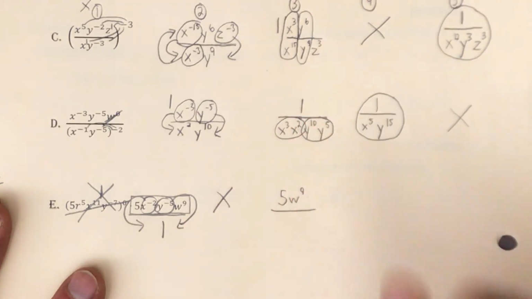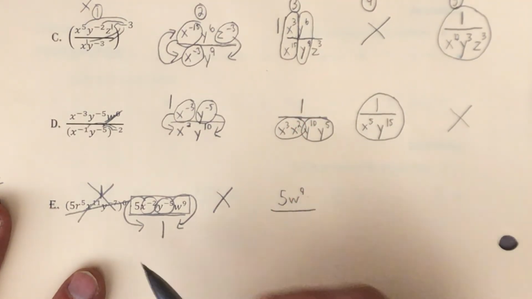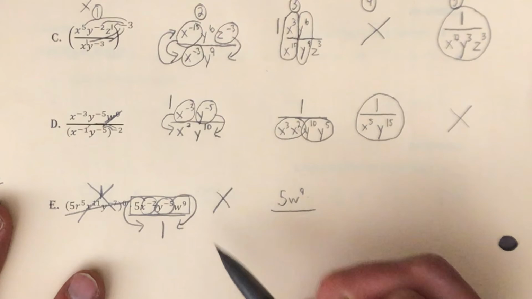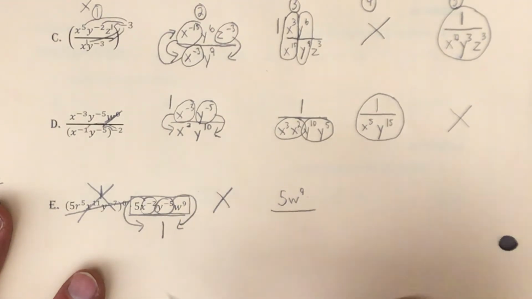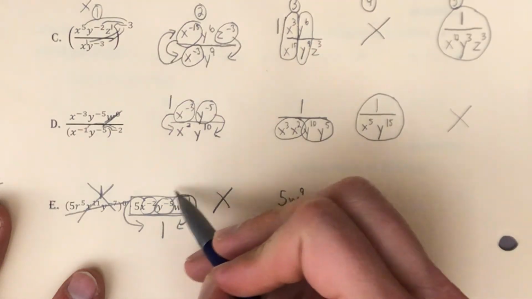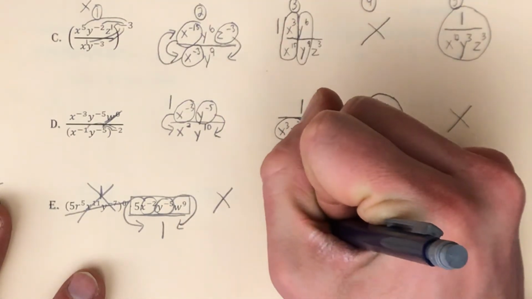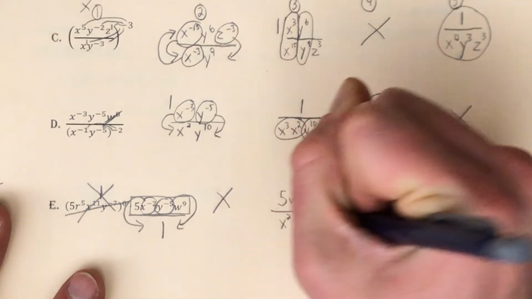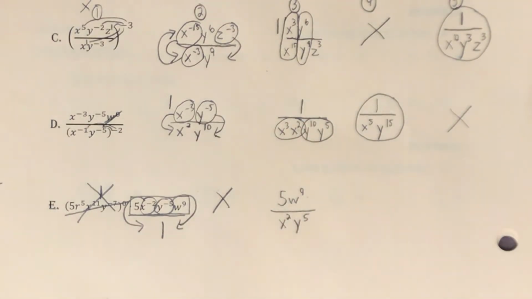On the bottom, though, I'm now going to have 1, but I don't have to write that because I'm going to have other things. So my x to the negative 2 is going to come to the bottom and become x squared. My y to the negative 5 is going to come to the bottom and become y to the 5th. So now I've gotten rid of all my negative exponents.